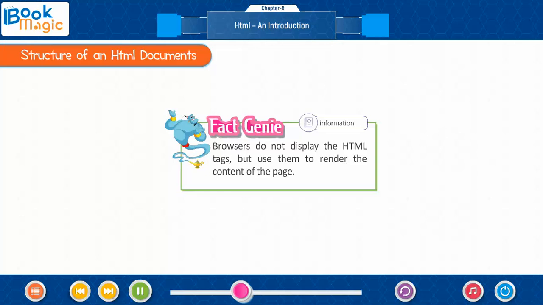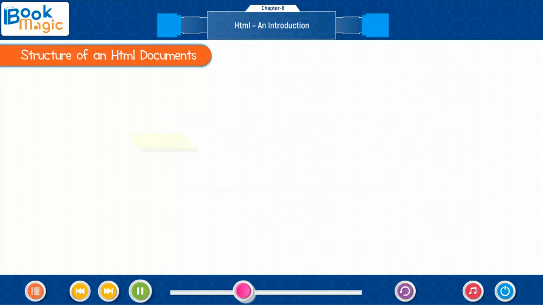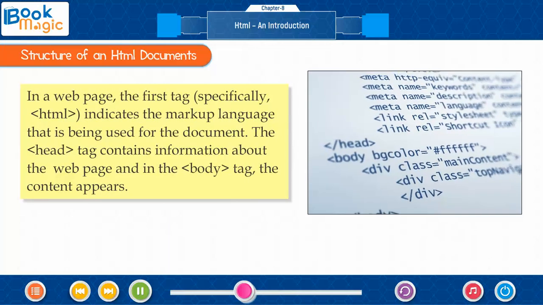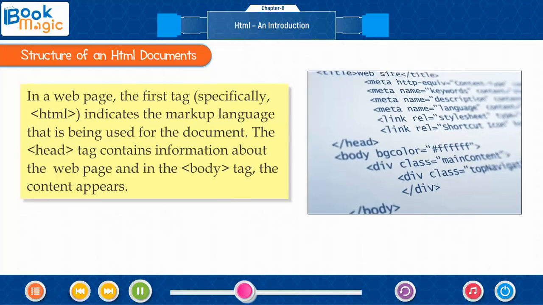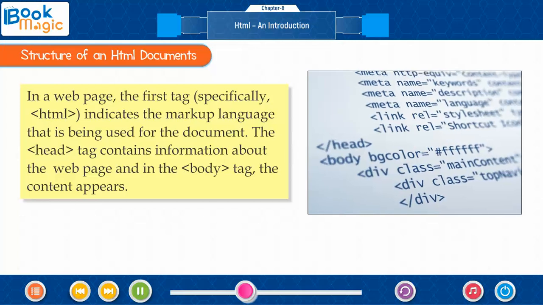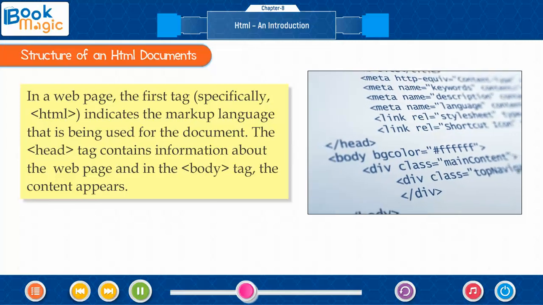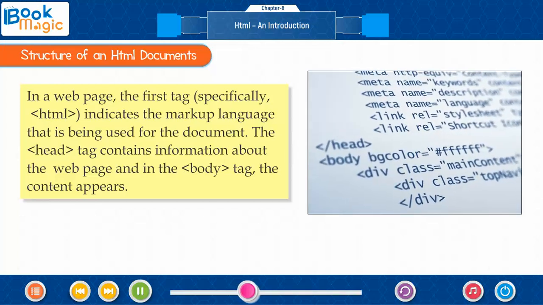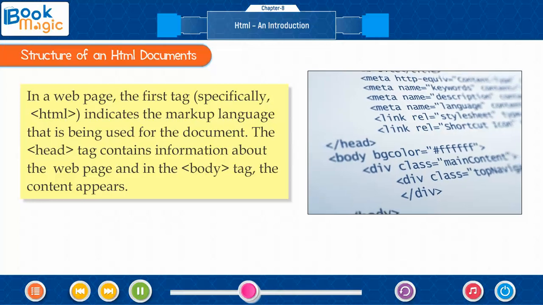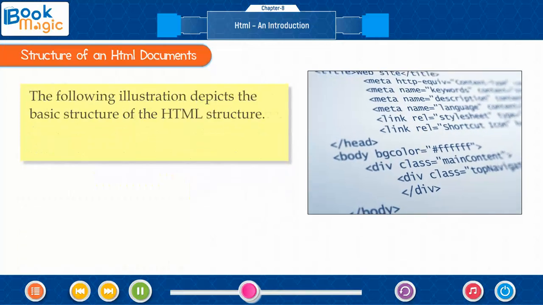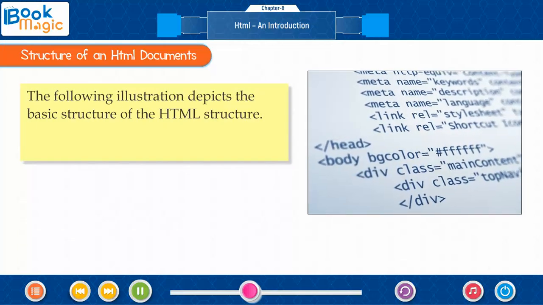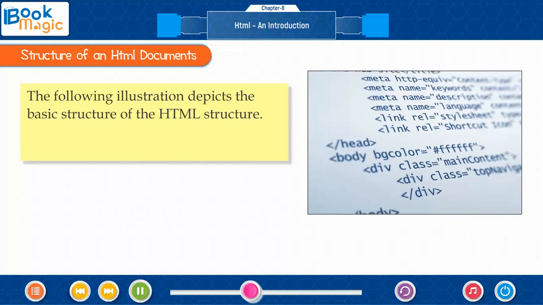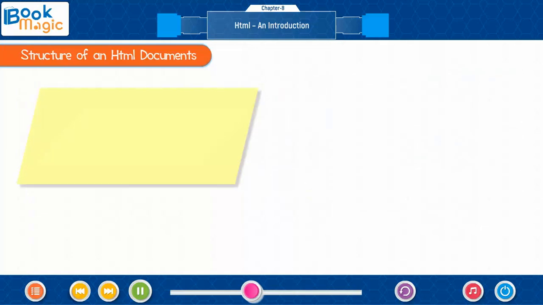Fact Genie. Browsers do not display the HTML tags but use them to render the content of the page. In a web page, the first tag, specifically the HTML tag, indicates the markup language that is being used for the document. The head tag contains information about the web page and in the body tag, the content appears. The following illustration depicts the basic structure of the HTML document.